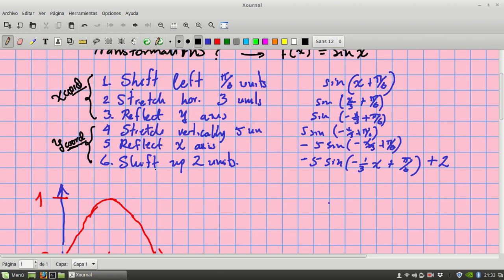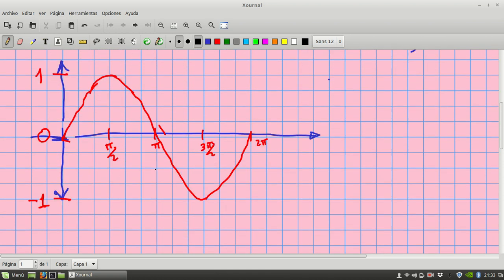Okay, now what's going to happen? I shifted left pi/6 units. If I shift to the left pi/6 units, it means that this point was moved to the left pi/6 units. So 0, the point here, is now not on 0, but on negative pi/6. And what happened to these pi halves? I just shifted to the left, so pi/2 minus pi/6. I can just multiply by 3 to have 3 pi/6 minus pi/6, 2 pi/6. That is pi/3. So this point now becomes pi/3.